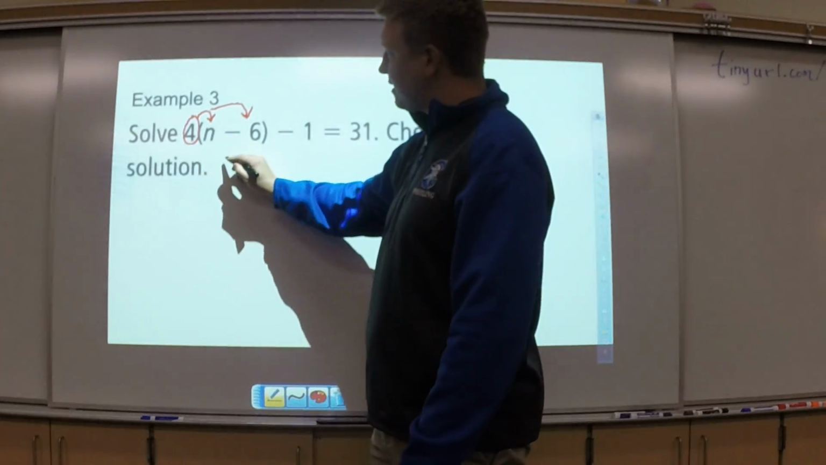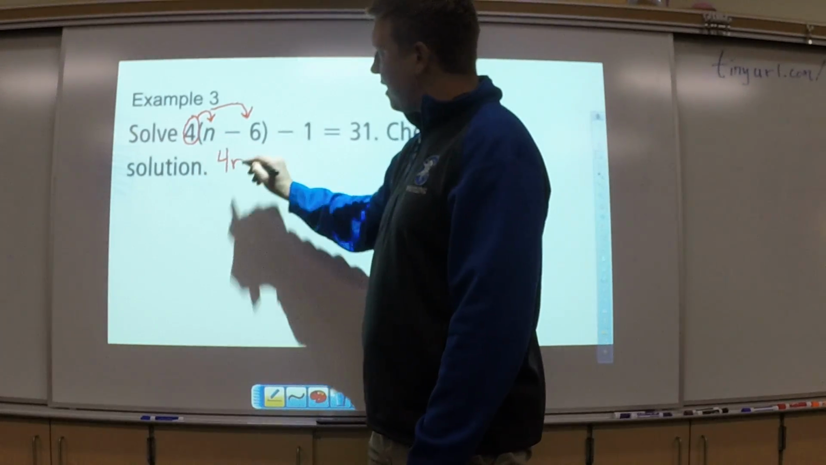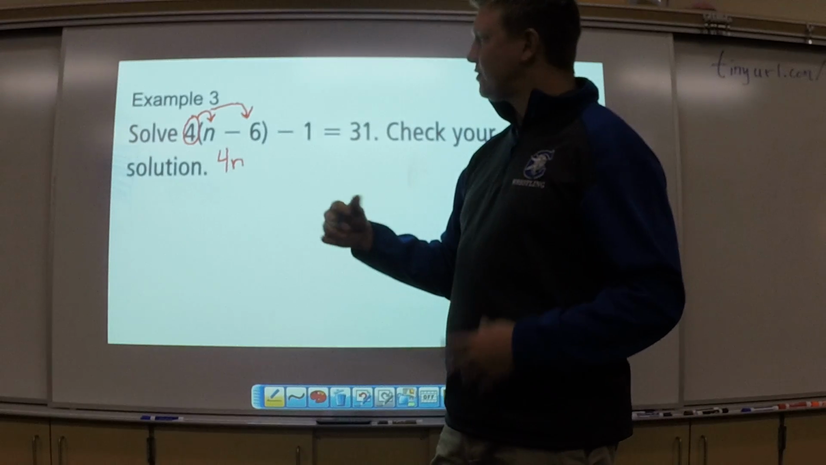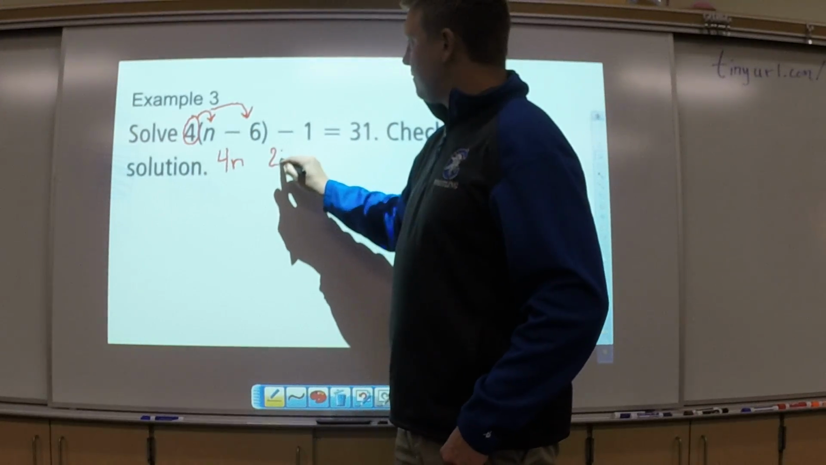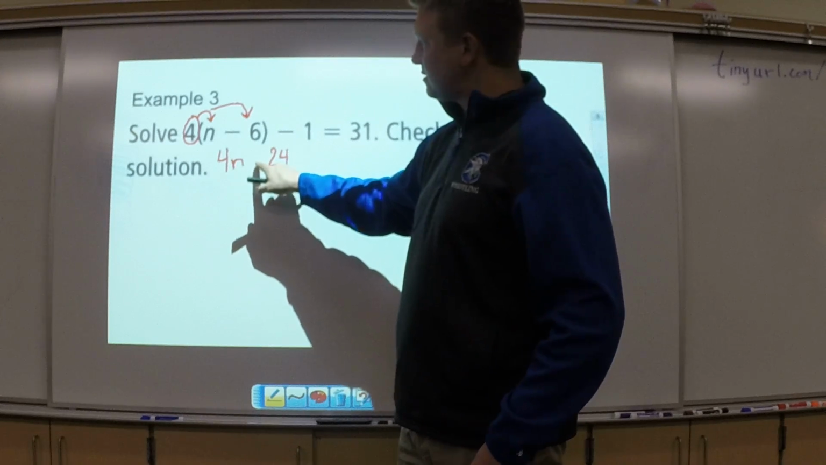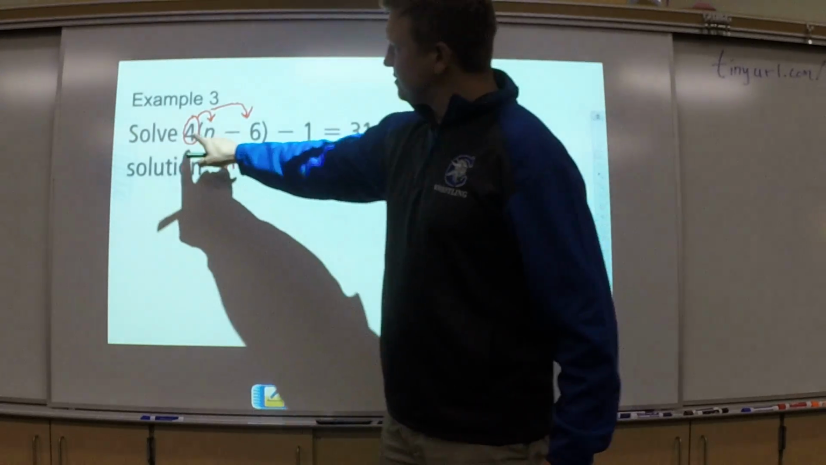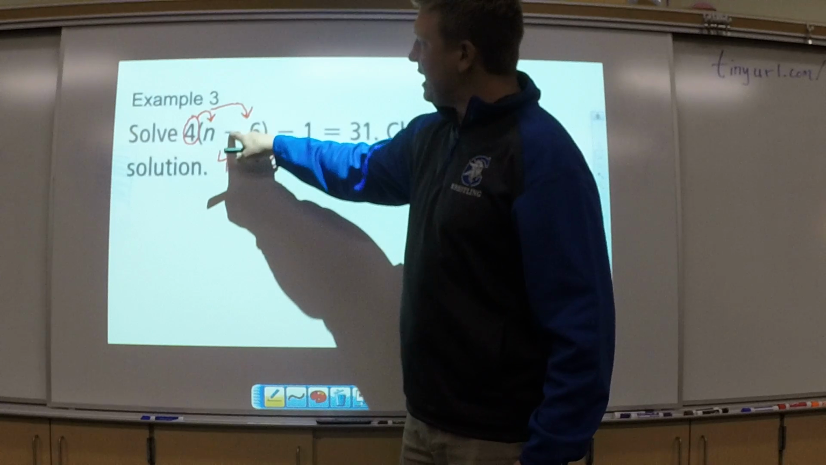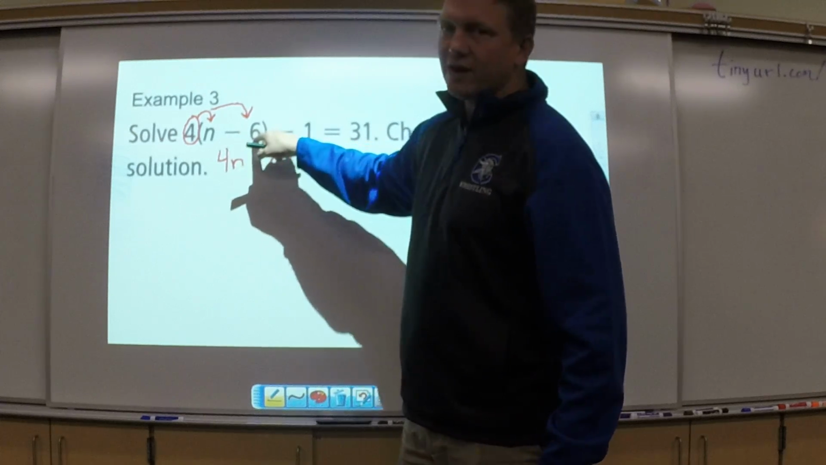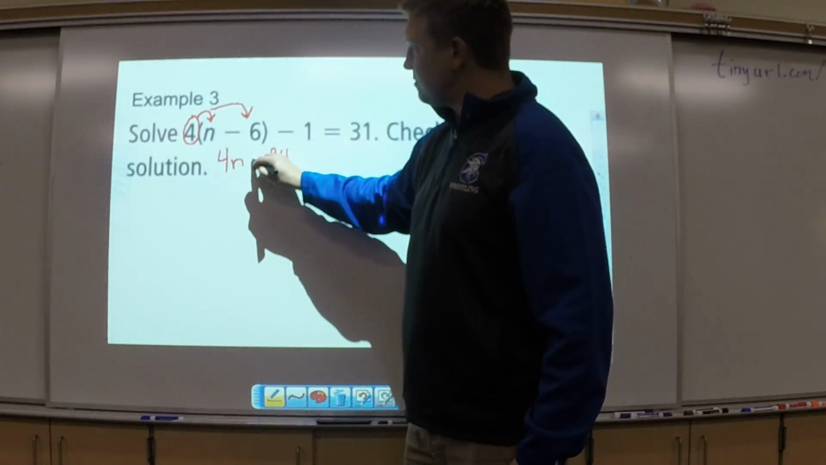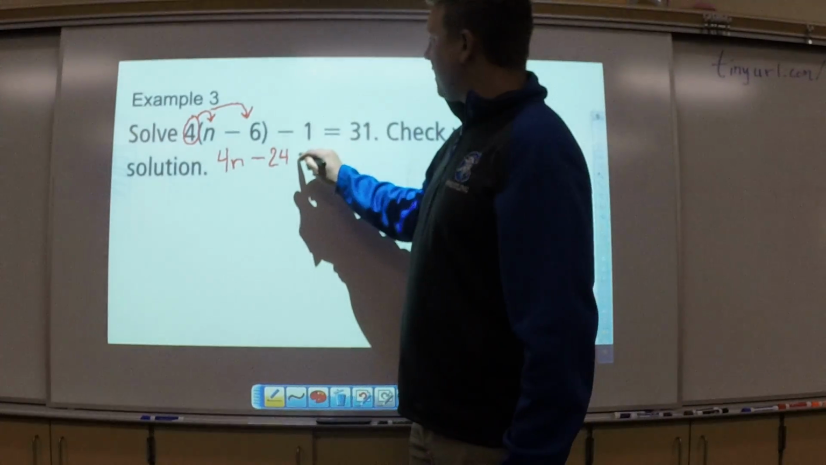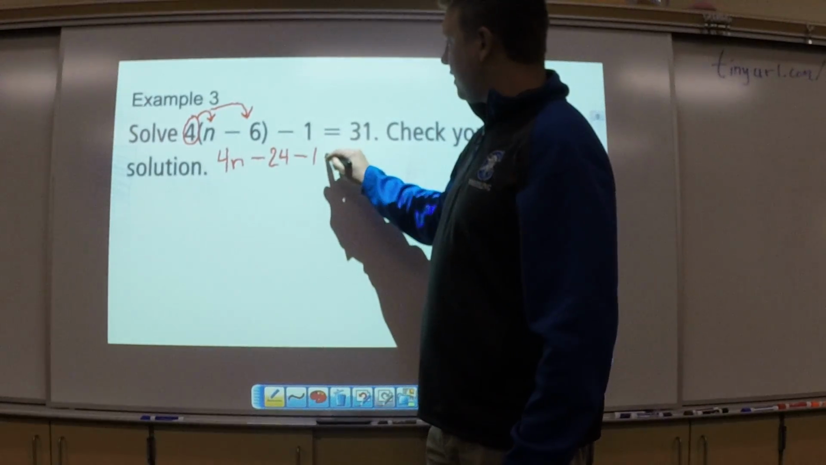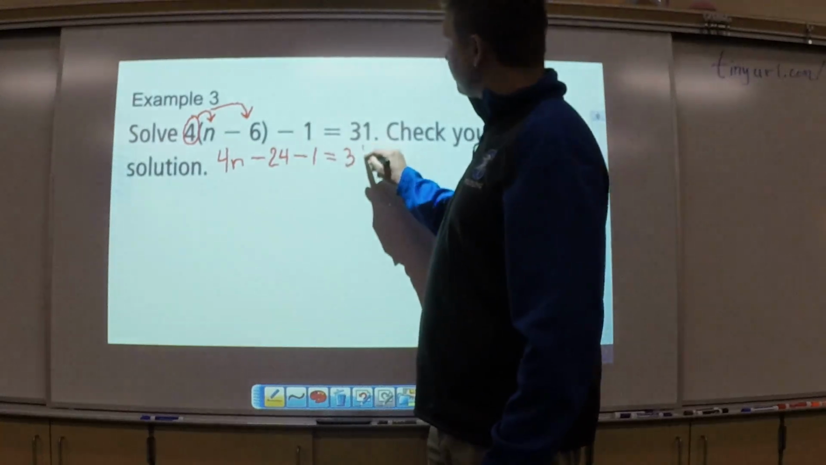Okay, so 4 times n is going to be 4n. I must rewrite it. You have to show your work. 4 times 6 is 24. But I asked myself, what's the sign that's going to be on there? This is a positive times a negative. We do include the negative on that 6. So this will actually be a subtract 24. All right. And finally, I subtract a 1 and equals 31.